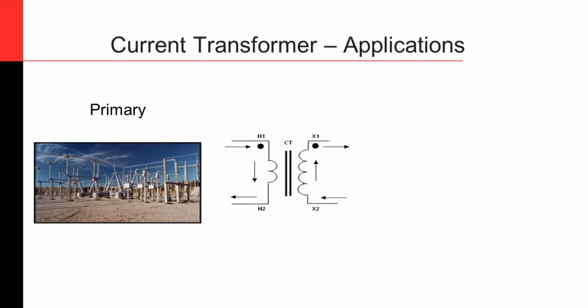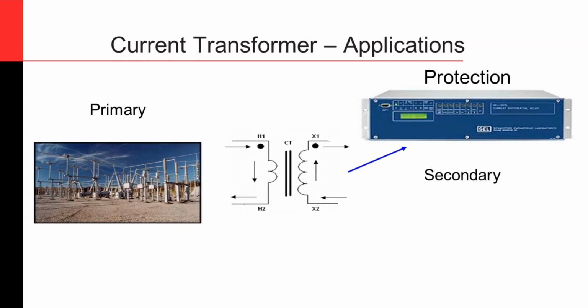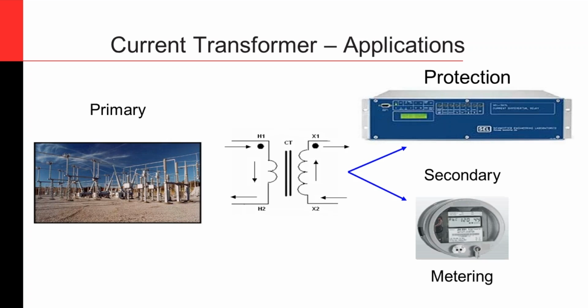So you have the primary side, which involves the circuit breakers, the feeders, the bus, the transformers, and everything. And you have the CT. And where is that CT going to be used? On the secondary side, typically it is used for the protection function, and it is also used for the metering option. So these are the two most major applications of a CT.